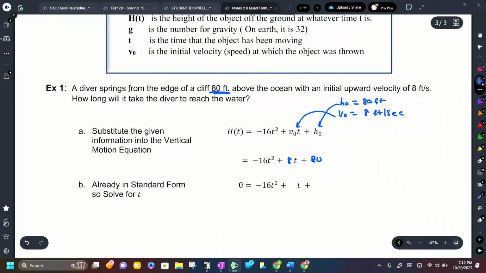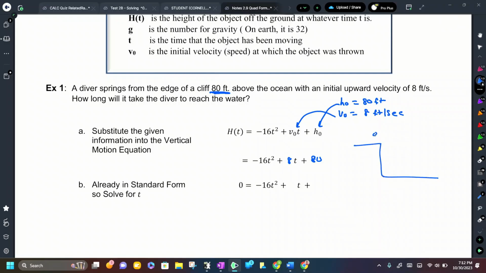This is a diver. He springs from the edge of a cliff 80 feet up in the air, so it looks something like this, right? He's up on this cliff, and here's our diver. He's going to jump in the water. Down here, I probably shouldn't have drawn it like that. I should have drawn waves, or those are terrible waves. They look more like a table saw blade or something. Anyway, the diver jumps in. He's going to jump up a little bit. He's going to come back down.